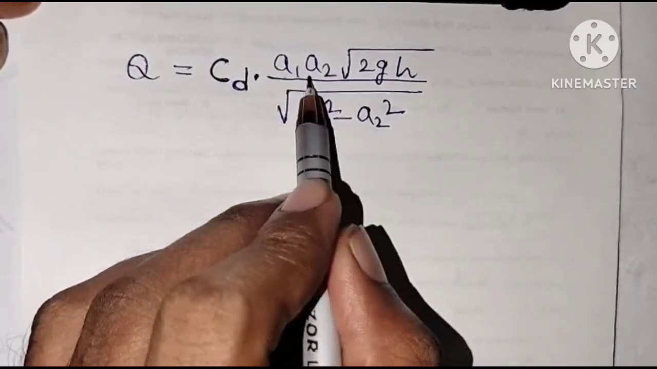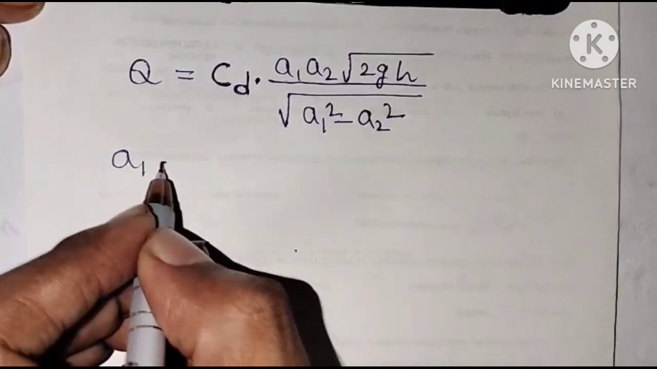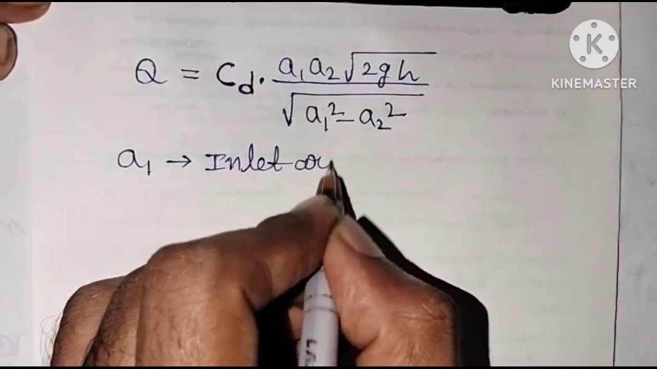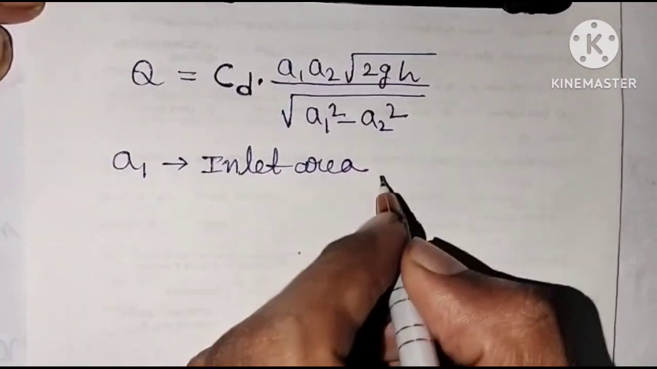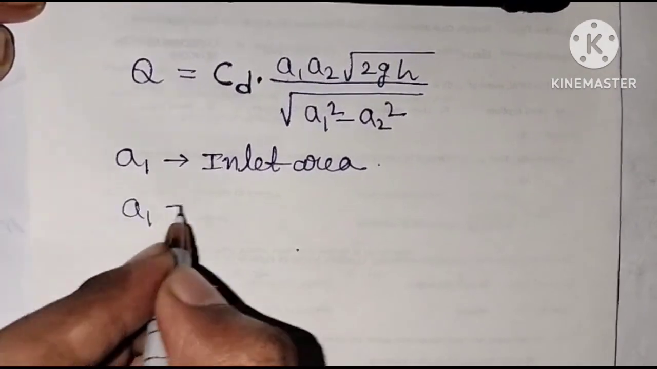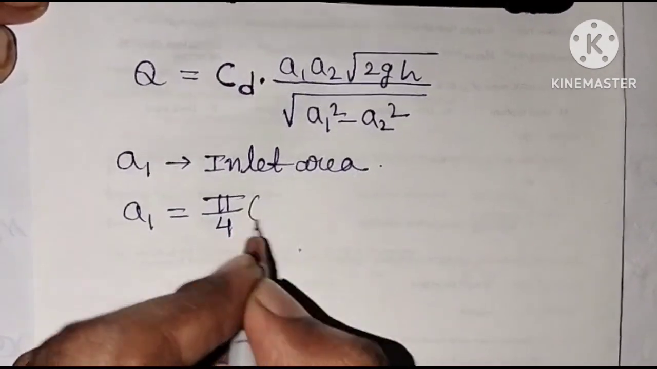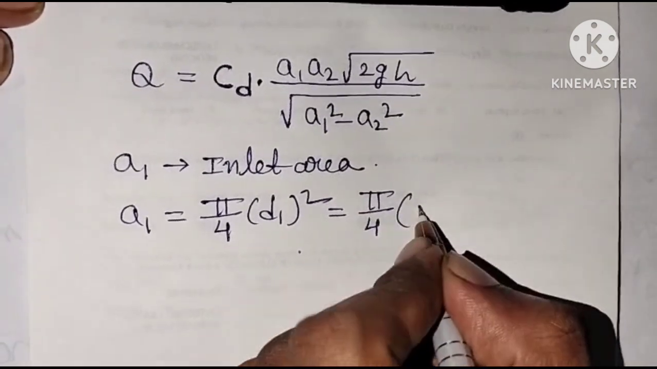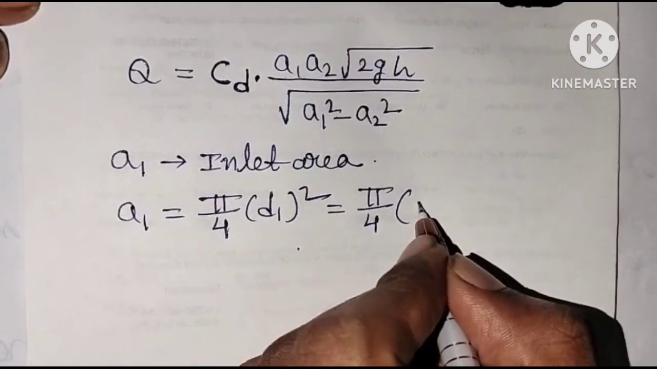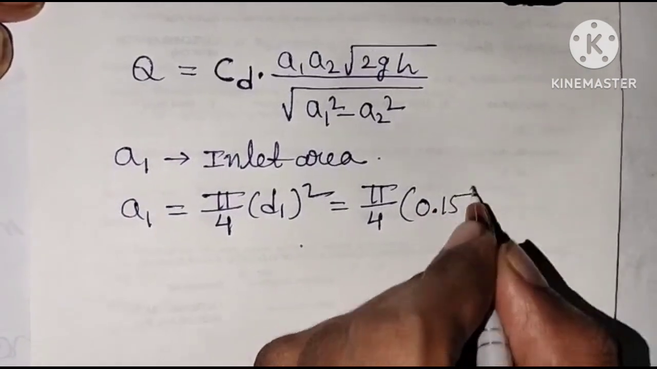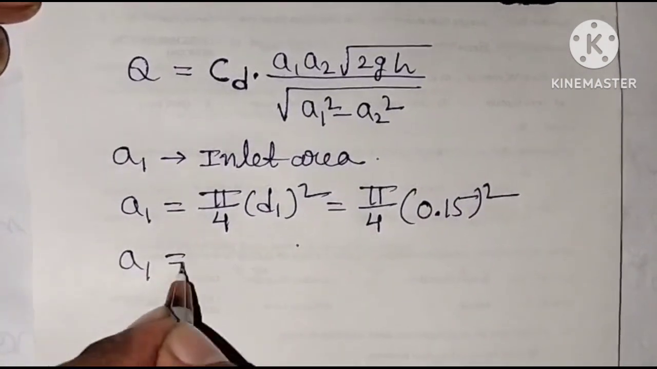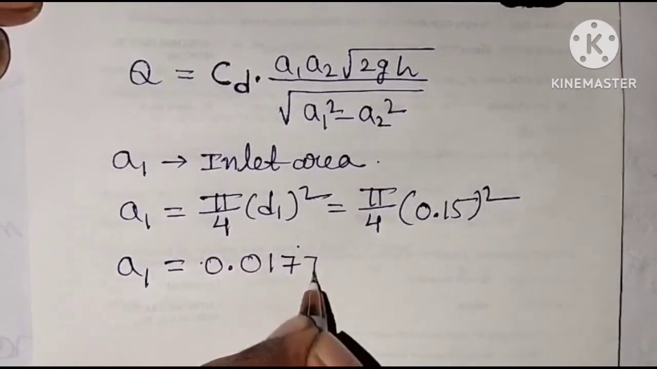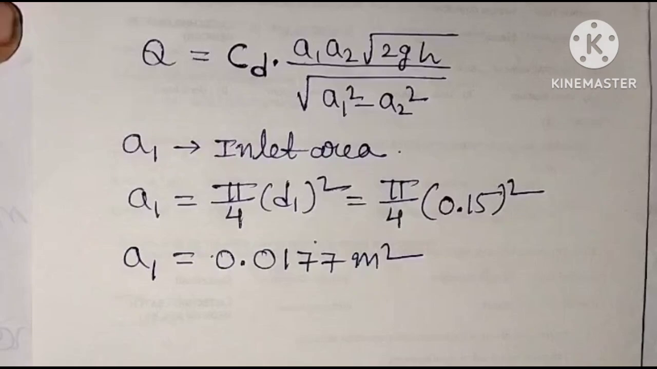So here A1 and A2. A1 means inlet area. The inlet area formula: A1 is equal to pi by 4 into D1 square. So D1, how much? Inlet diameter 0.15 meters, so whole square. If you calculate, you will get around 0.0177 meters square. So this is the inlet area.